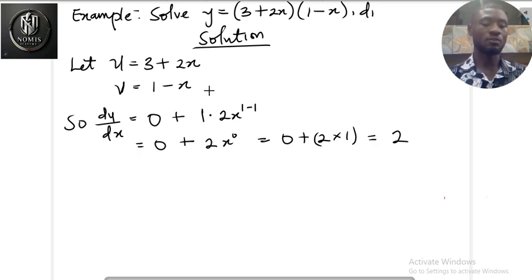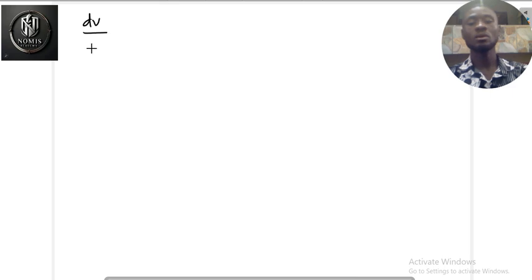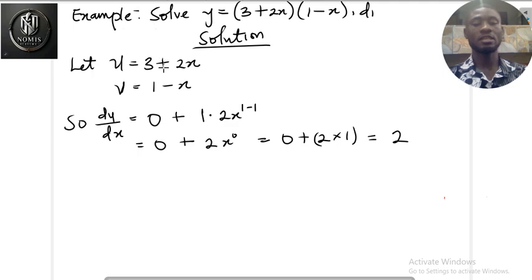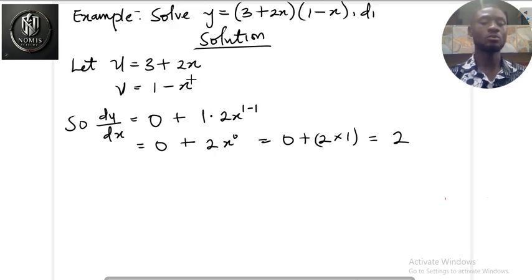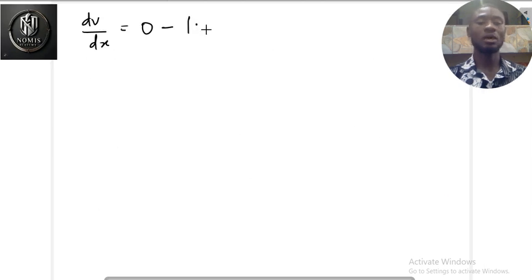So let's differentiate v. What about dv/dx? v is 1 - x, right? If you differentiate 1, definitely you have 0. Minus x, now we have a 1, because just standing as x, there is an invisible 1 here. So you can tell that 1 multiplied by x raised to the power of 1 - 1. So this becomes 0 minus 1 multiplying x raised to the power of 1 - 1, which is just 0.